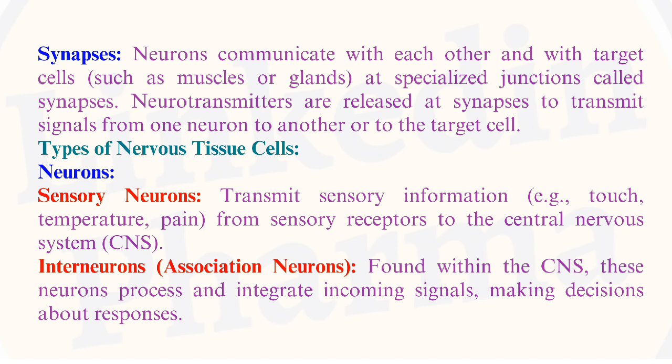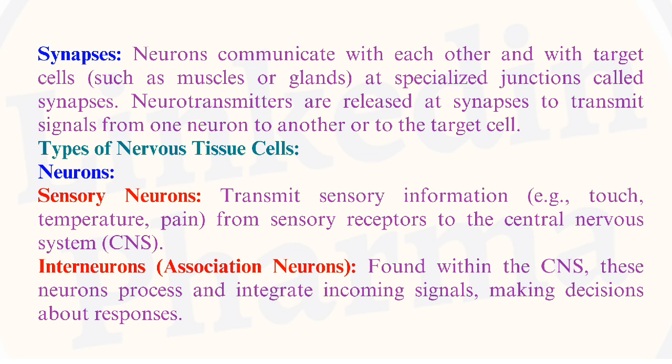4. Synapses. Neurons communicate with each other and with target cells, such as muscles or glands, at specialized junctions called synapses. Neurotransmitters are released at synapses to transmit signals from one neuron to another or to the target cell. Types of nervous tissue cells.